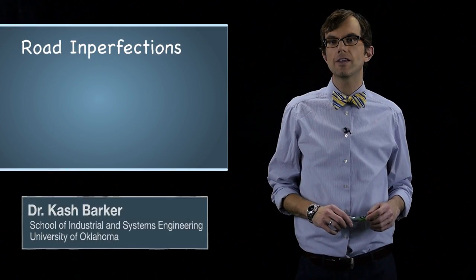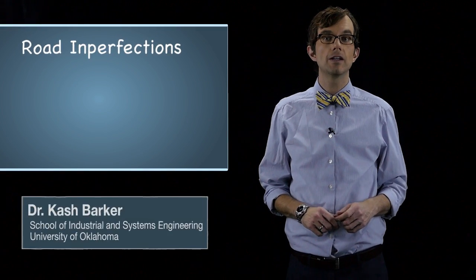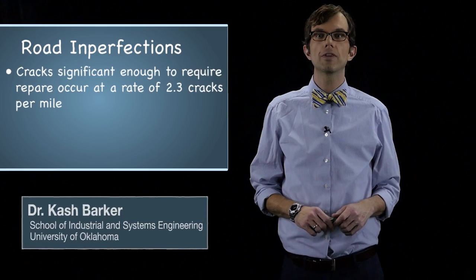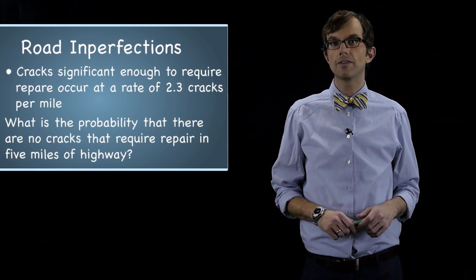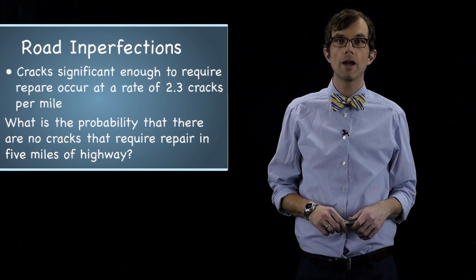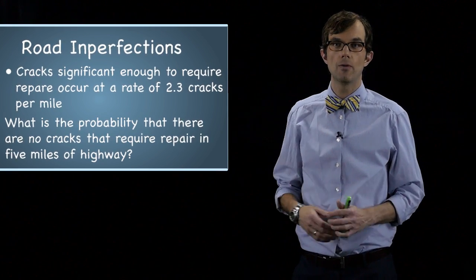The number of cracks in a section of interstate highway that are significant enough to require repair occur with an average rate of 2.3 cracks per mile. What is the probability that there are no cracks that will require repair in the next 5 miles of highway?